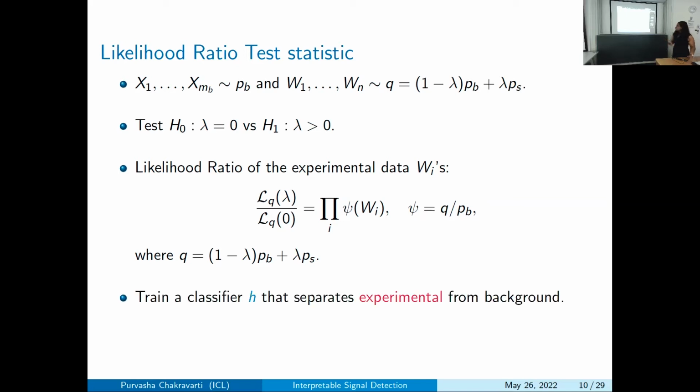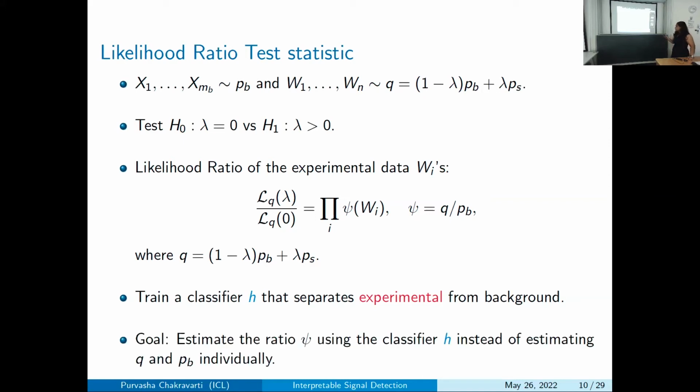And so what we do now is, like I said, we train a classifier to separate the experimental data from the background data. And the trick we are going to use is, instead of estimating these two high dimensional densities and then estimating the ratio, we use the classifier itself to estimate the ratio directly. One option would be to estimate Q separately, PB separately, and then take the ratio. But instead we use the classifier itself to estimate the density ratio directly.